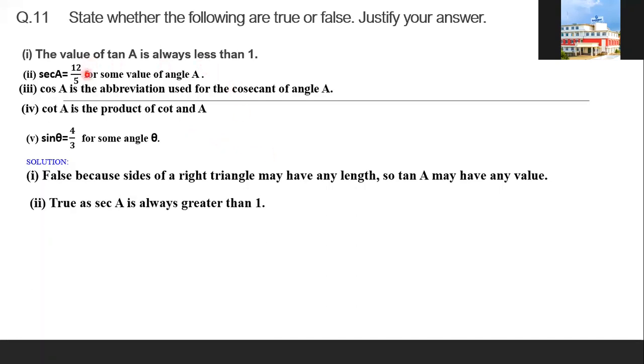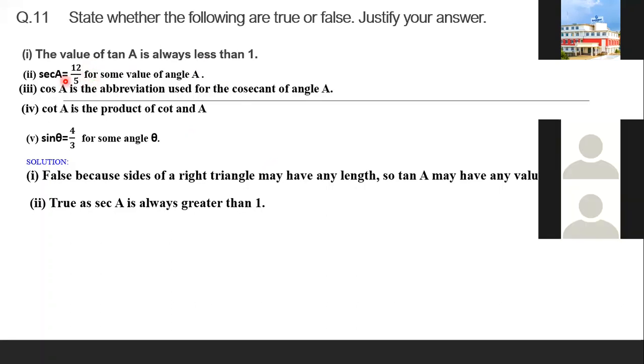Next, secant A is 12 by 5. Secant A is a reciprocal of cos. So cos is a proper fraction, which means the reciprocal, secant, we can expect to be more than 1. Am I clear, children? Yes, ma'am.